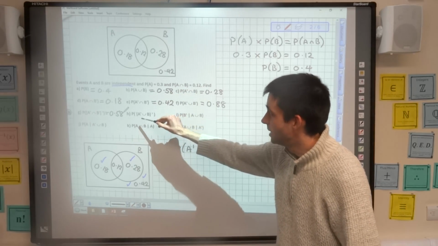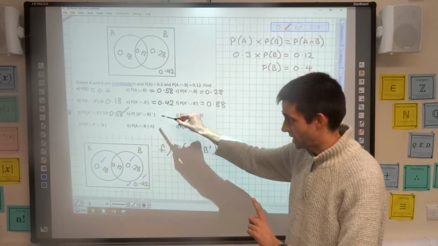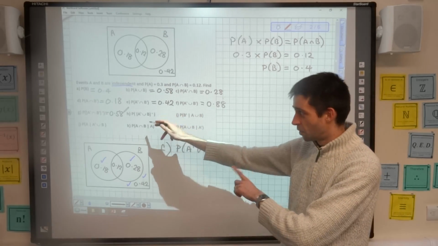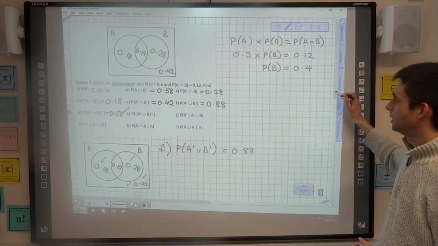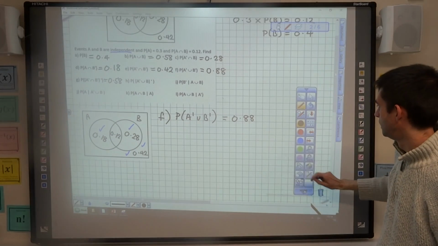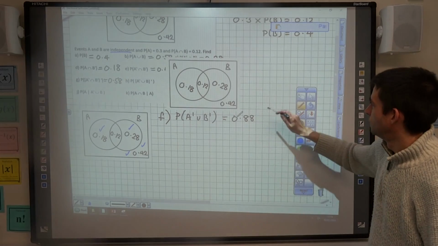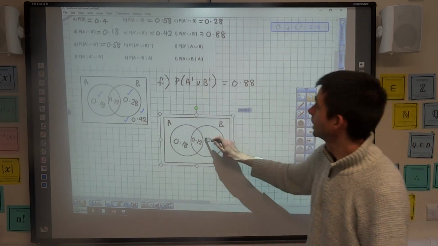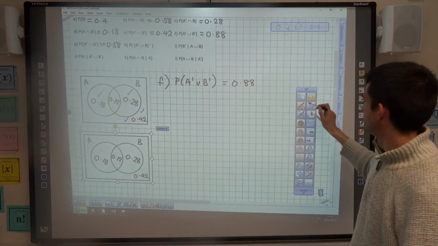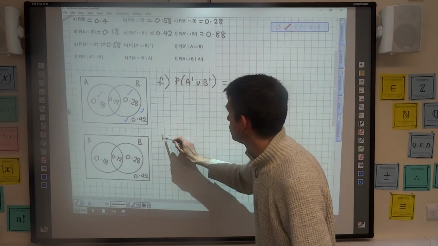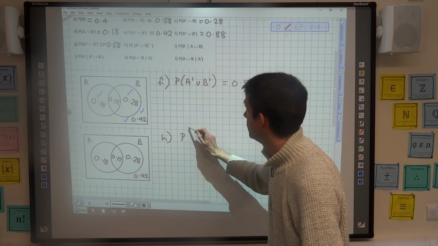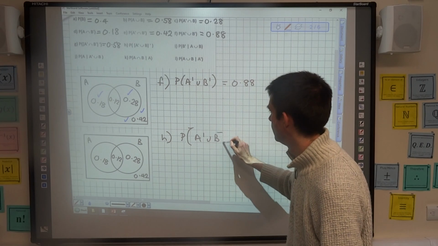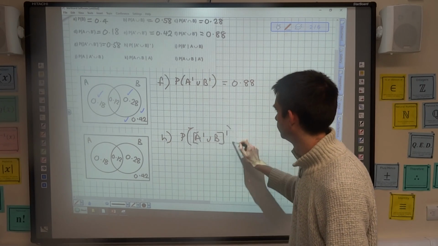So H is not A union B, but not that. So we're just going to have to think a little bit about what the union of not A and not B looks like. So I'm just going to do another of the same Venn diagram, and pop that down here for H, which is the probability of not A union B, but not that.